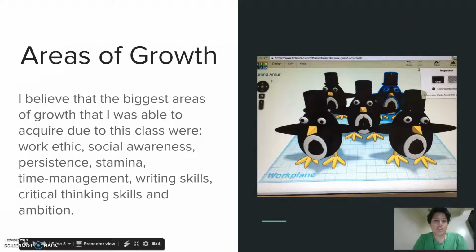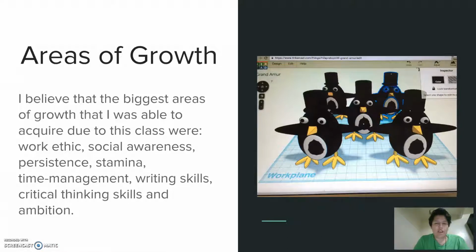My areas of growth. Most of my areas of growth were just skill based. I feel as though I became a better critical thinker with all the critical thinking essays, and a better writer because of all the writing that we had to consistently do throughout the class.